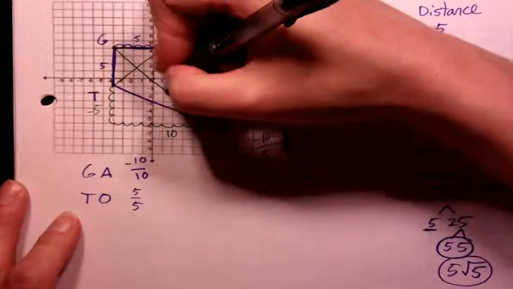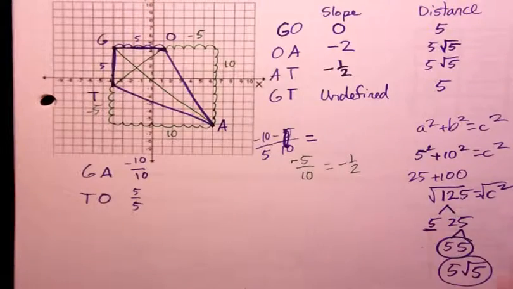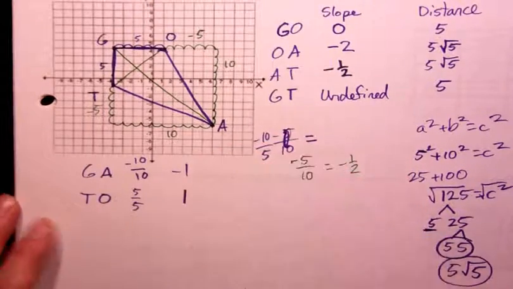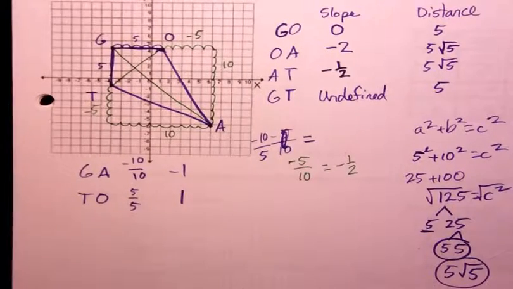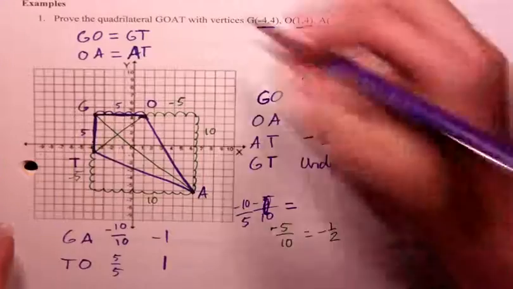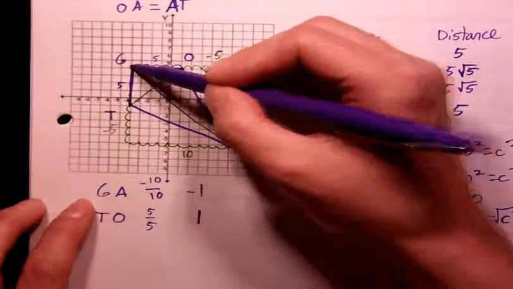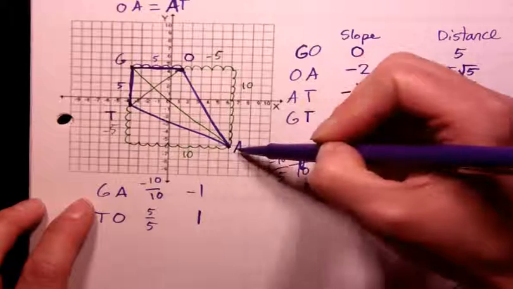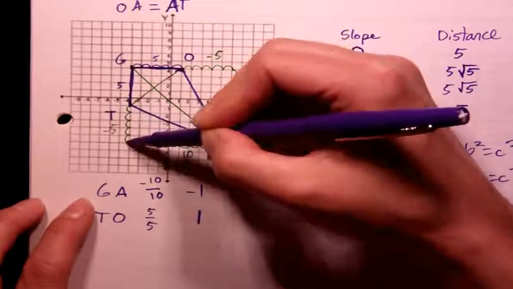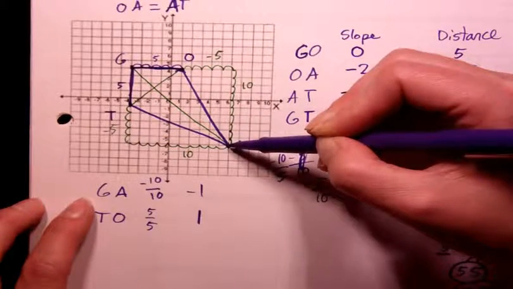And so I have my diagonal slopes now. Those simplify to negative 1 and 1. Are those opposite reciprocals? Yes. I'm just counting out to get from G to A. It's just my rise over run. So for G I counted down 10, and over 10.